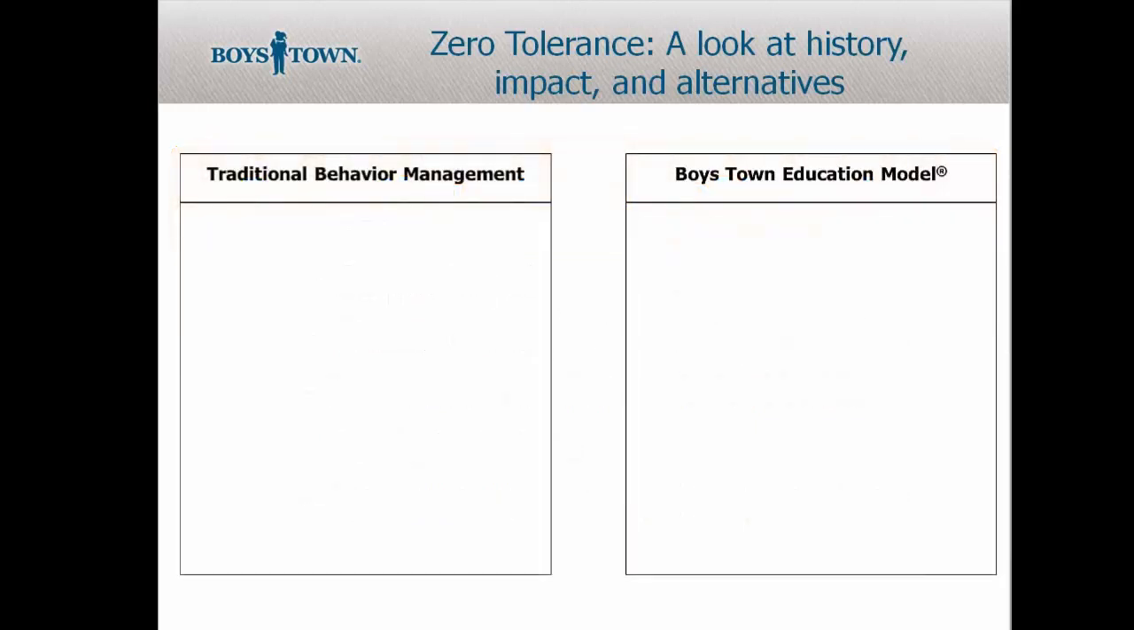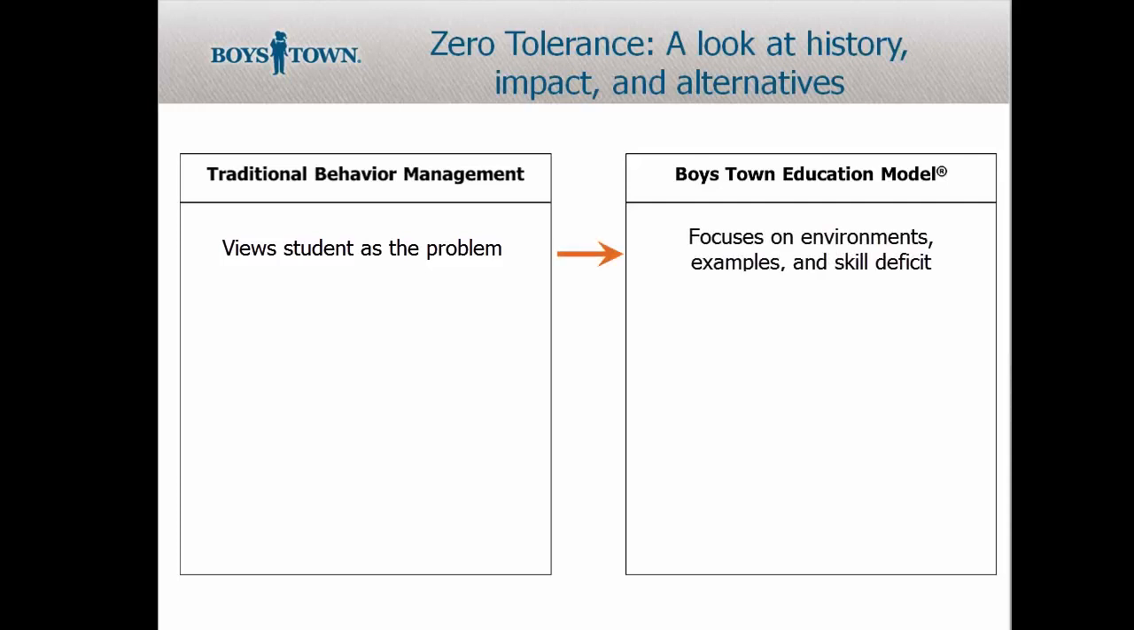A traditional view of behavior interventions views the student as the problem, while a more proactive approach focuses on environments, the modeling, and skill deficits with the child. So we want to switch from what is wrong with you to what might have happened to you as we become more proactive in addressing behavior. Traditional behavior management tries to fix the student by just stopping or extinguishing that problem behavior. That stops the behavior for the moment, but it does nothing to change that behavior or provide a replacement behavior.